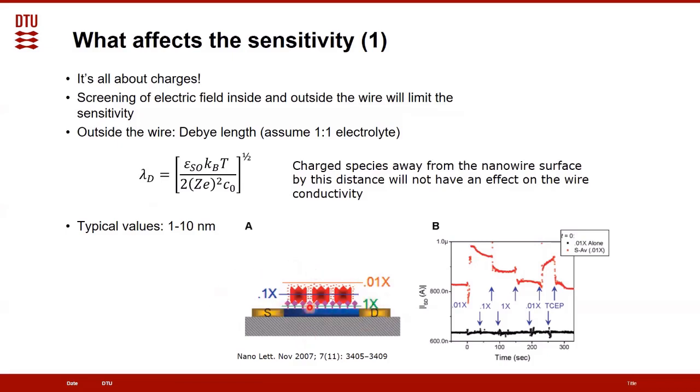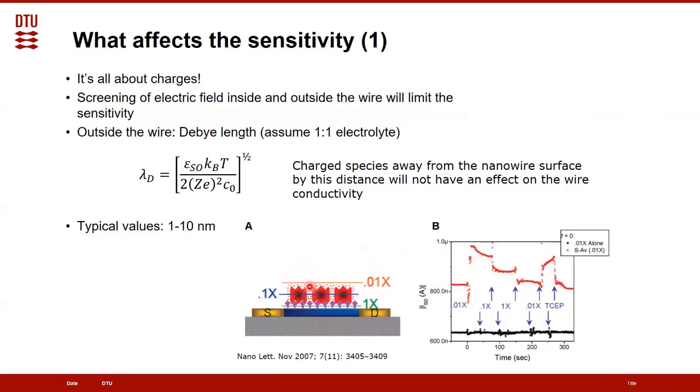So here we have a nanowire that is functionalized with biotin, and then a streptavidin has been added on top and binding to the biotin. Originally this nanowire is placed in a low concentration electrolyte, illustrated here by the orange line. When we attach the streptavidin, we see that the conductance changes to a certain level.